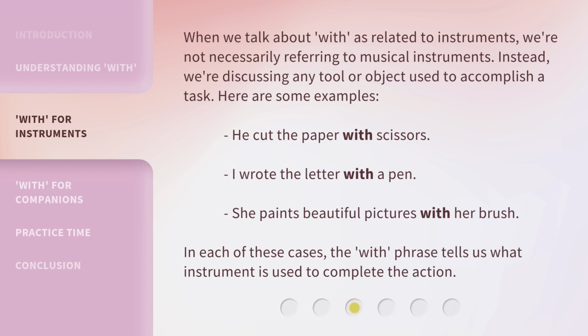When we talk about "with" as related to instruments, we're not necessarily referring to musical instruments. Instead, we're discussing any tool or object used to accomplish a task. Here are some examples. He cut the paper with scissors. I wrote the letter with a pen. She paints beautiful pictures with her brush. In each of these cases, the "with" phrase tells us what instrument is used to complete the action.